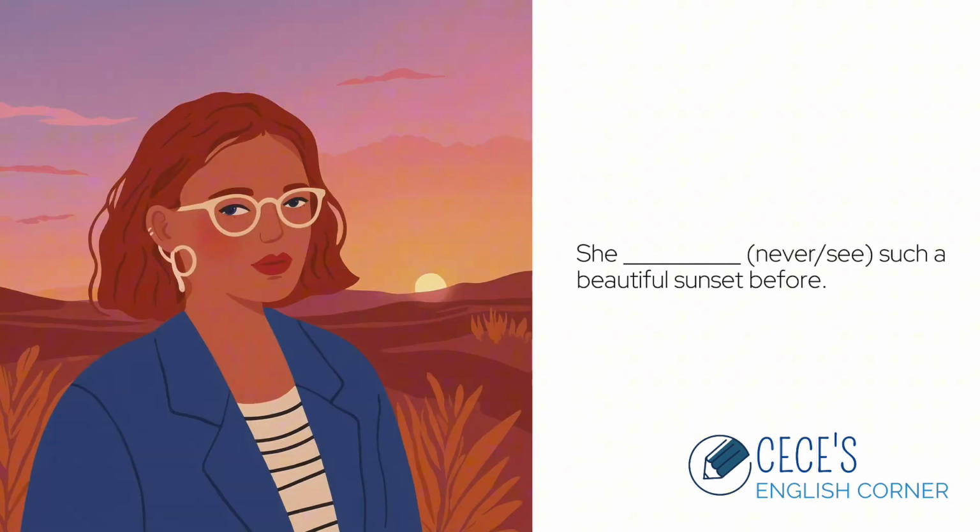She never see such a beautiful sunset before. She had never seen such a beautiful sunset before. The word before is often associated with the past perfect tense. So you wouldn't say, she never saw a beautiful sunset before. Instead, you would use the past perfect tense. Again, the word before suggests that we're talking about time up until a certain point in the past. We're talking about all the time before now, which would all be in the past.